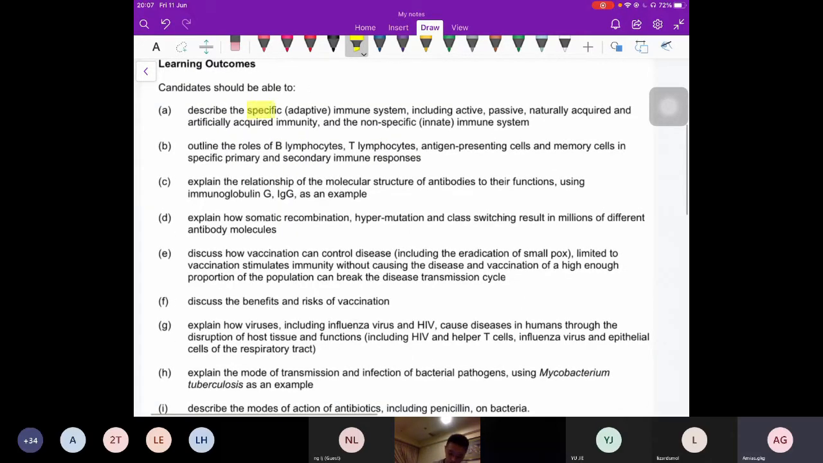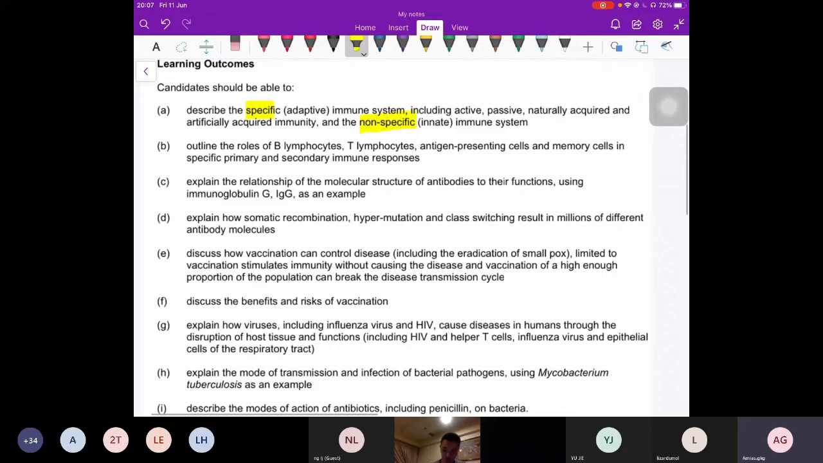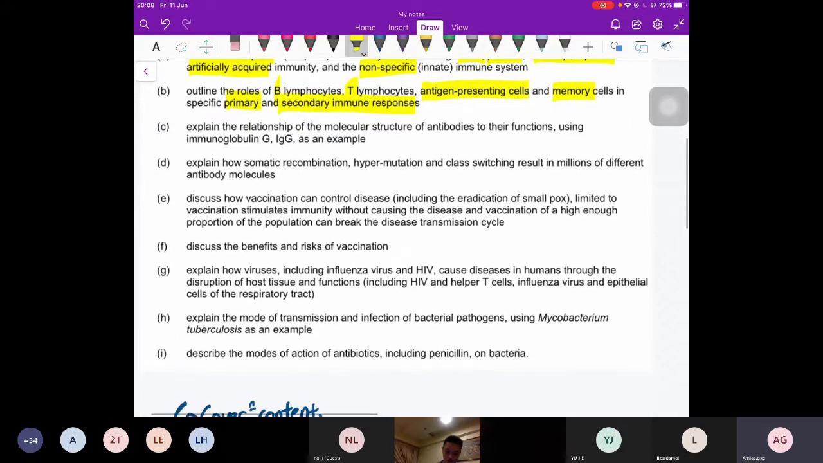We're going to be talking about the specific and non-specific immune system. We're going to be talking about active, passive, and naturally acquired as well as artificially acquired immunity. And we're going to talk about B cells, T cells, APCs, antigen presenting cells, memory cells, how they function in your primary and secondary immune responses. Then we're going to talk about how the structure of antibodies relates to their functions, and we'll use IgG, immunoglobulin G, as an example, because that's the whole focus of the syllabus.